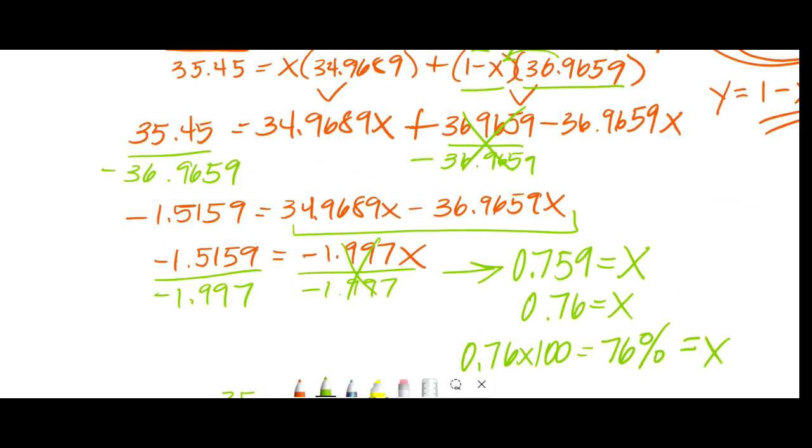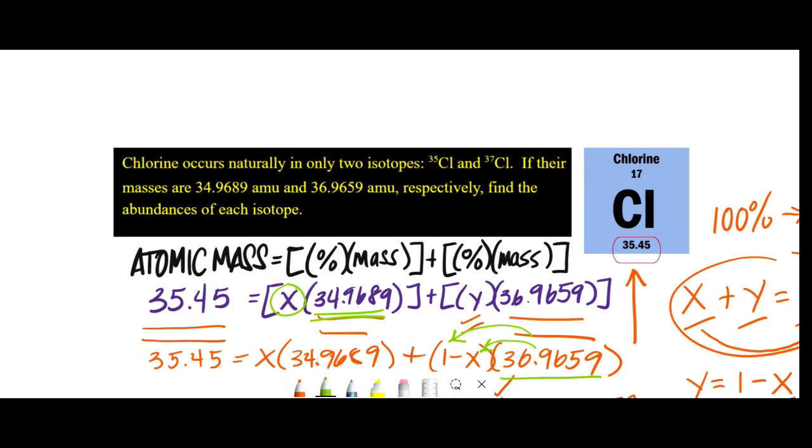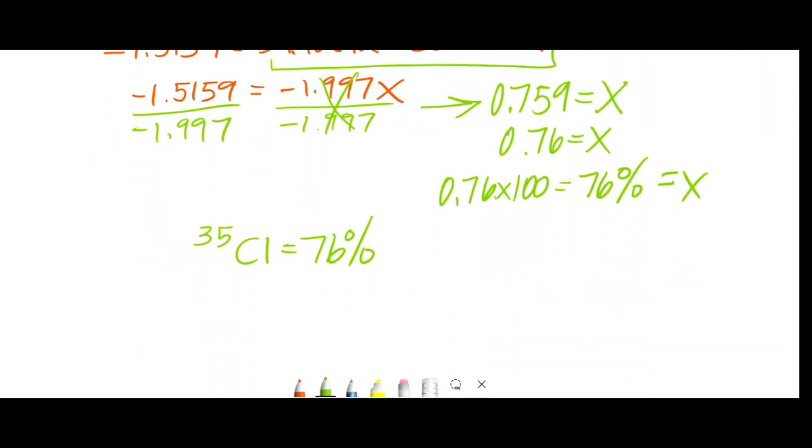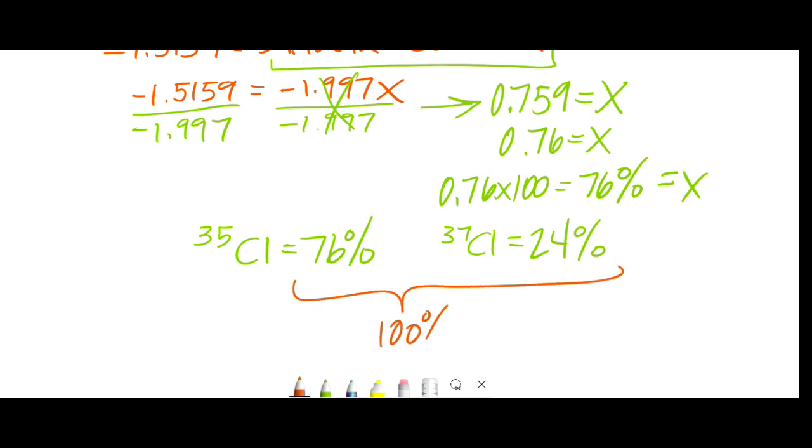Well, what does that mean for our other isotope? And by other isotope, I mean this chlorine 37. Well, that's just going to be the remaining piece, right? So we have our chlorine 37. And if this isotope was 76%, the chlorine 37 must have a percent abundance of 24% because, of course, the two of those have to equal 100% of the chlorine that's out there. Okay, so this is how you solve a problem where you're asked to find percent abundances.